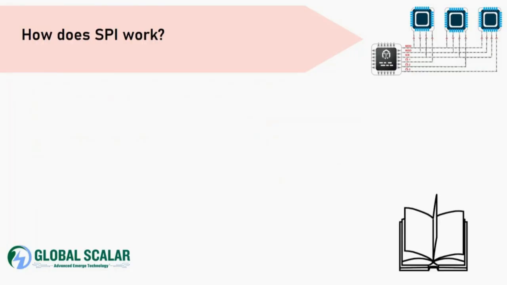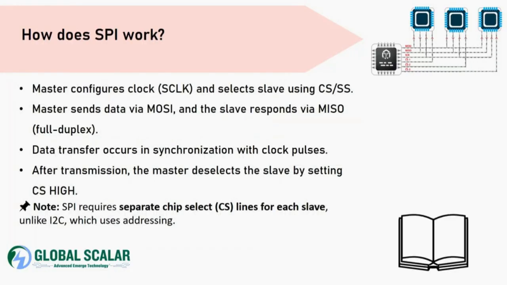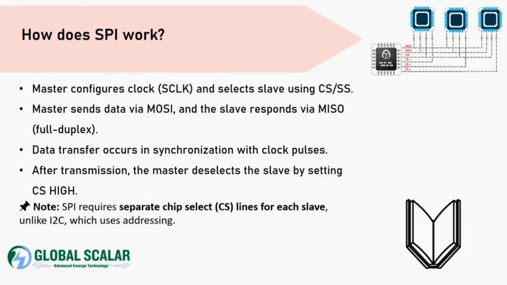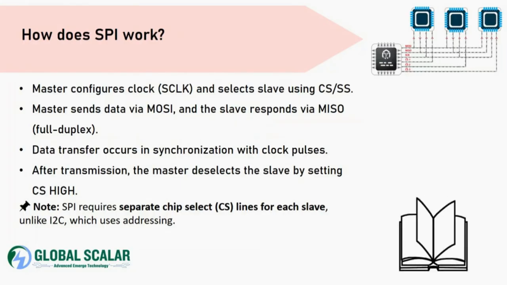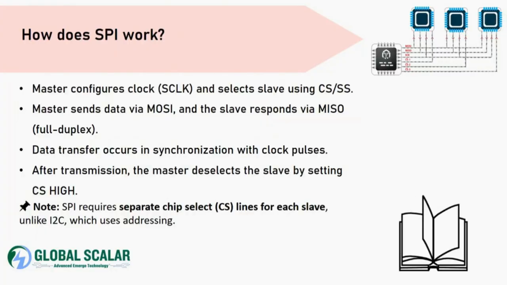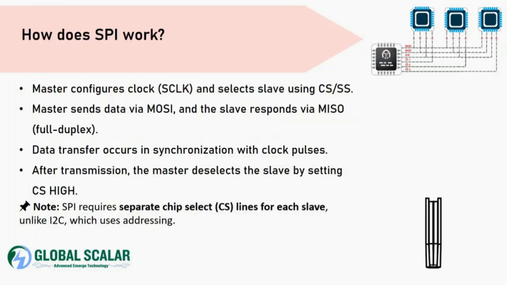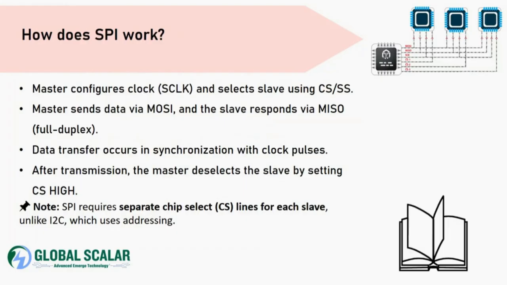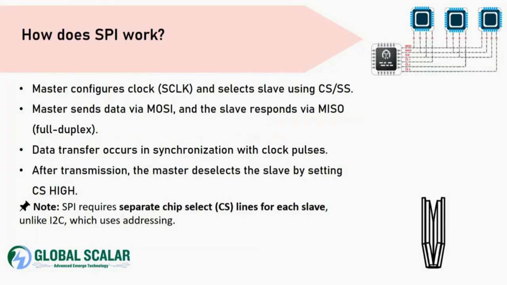How does SPI work? The master configures the clock and selects the slave. The master sends data via MOSI, master out slave in, and the slave responds via MISO, master in slave out. Data transfer occurs simultaneously, in synchronization with the clock pulse. After transmission, the master deselects the slave by setting CS high. SPI requires a separate chip select line for each slave, unlike I2C, which uses addressing.